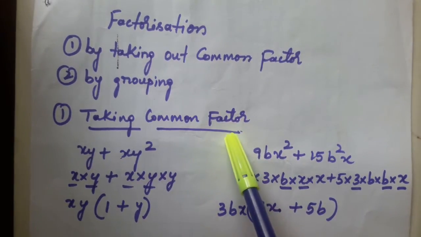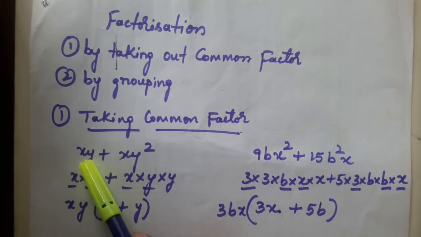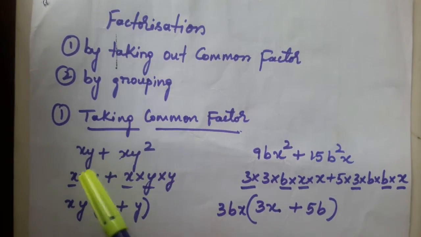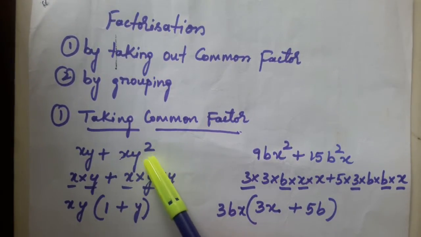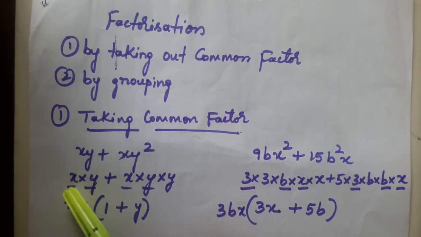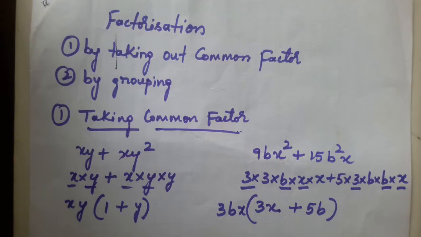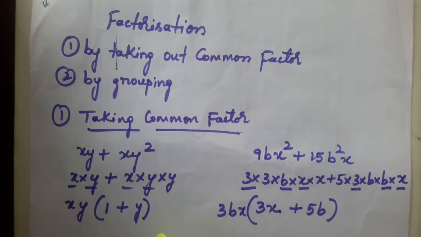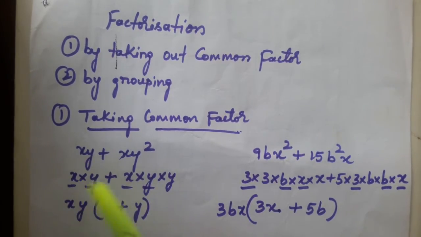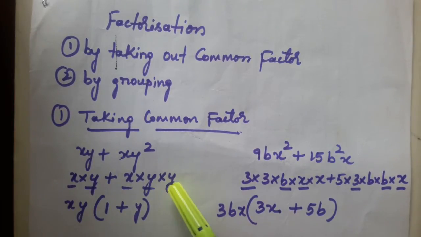Firstly, taking common factor. I have taken the two sums to show you. So xy plus xy square. Xy plus xy square, it can be written as x into y, the factors of xy, x into y, plus x into y. Okay, we can write it as a product in irreducible form, like this, x into y plus x into y. So we will see what is common here, x into y and x into y.